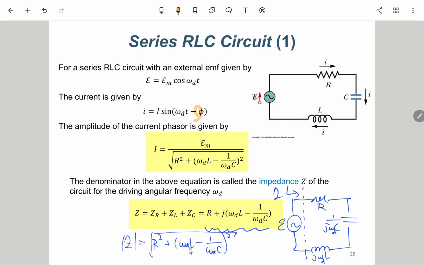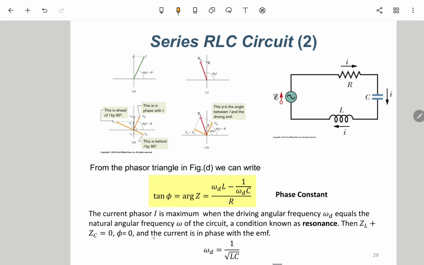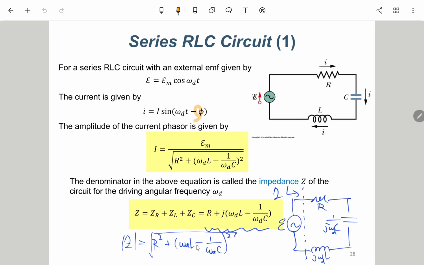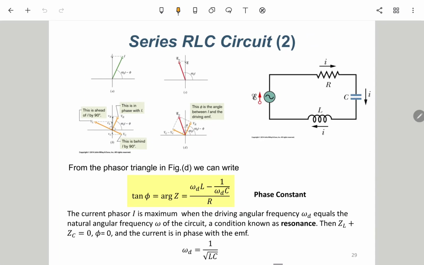So this is the imaginary part over the real part. So here we have the imaginary part over the real part, and then tangent phi will be this thing. And then for this, z goes to the denominator, so here we have a negative sign. Okay, so this is the phase.